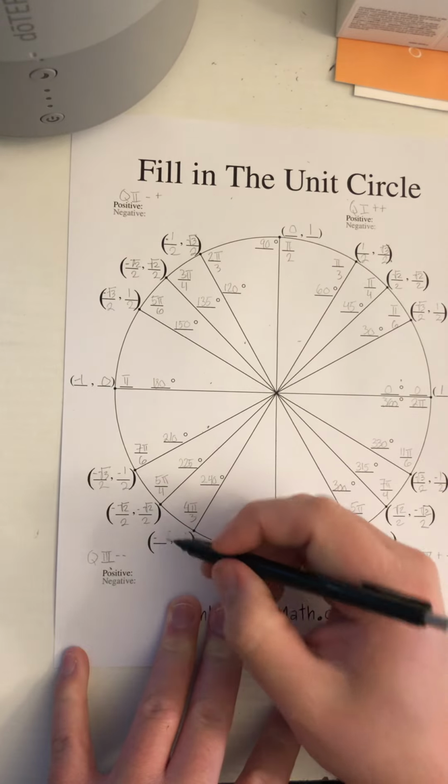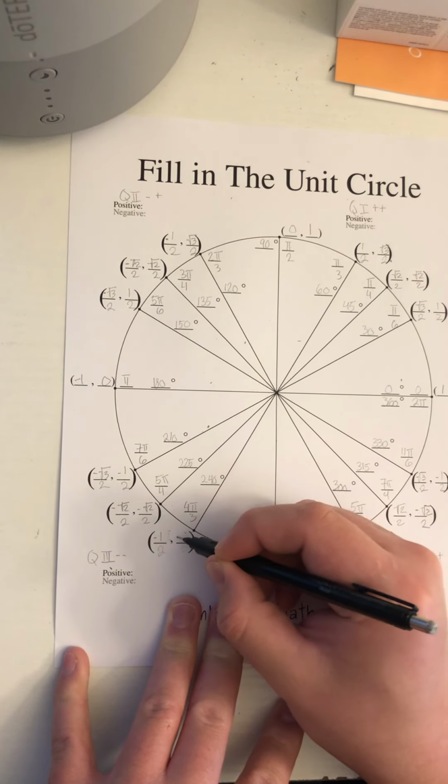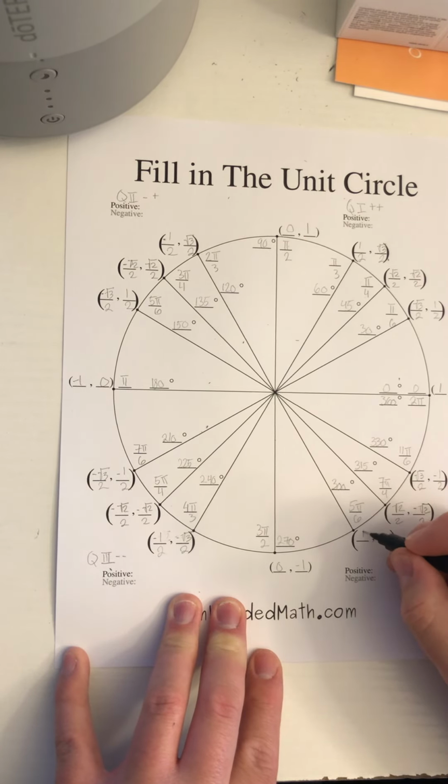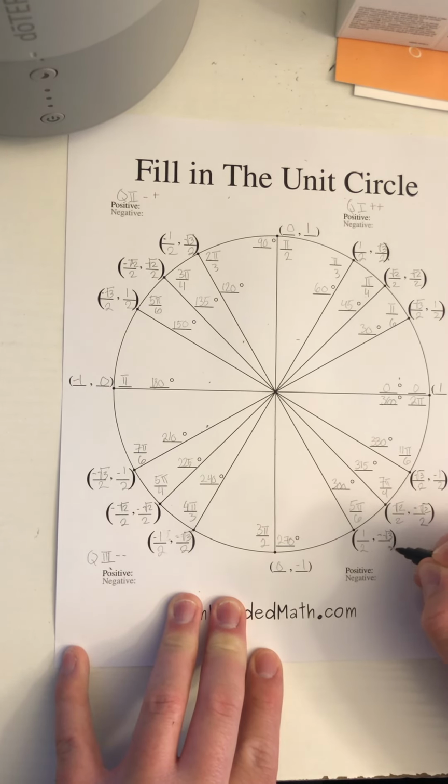And since we did it twice, we're going to go ahead and switch the pattern. It's going to go 1/2, square root 3 over 2. And then this one's going to be 1/2 and square root 3 over 2.